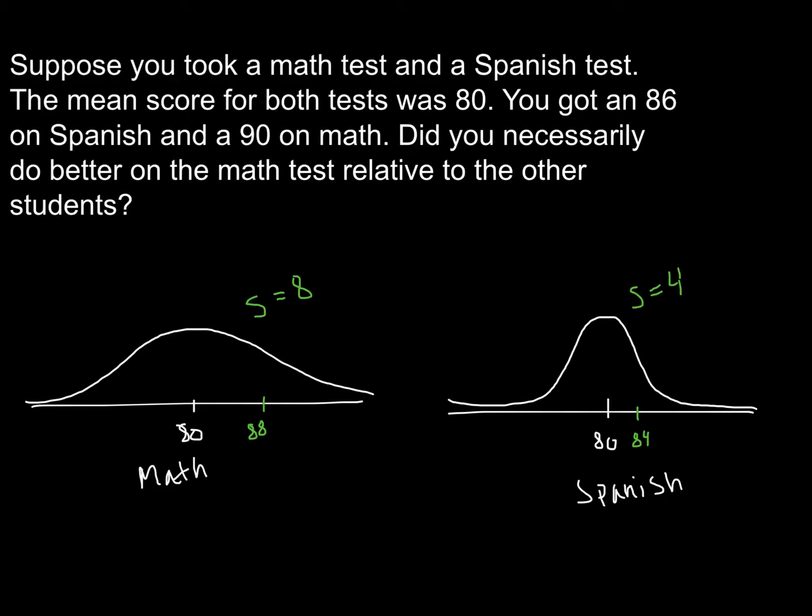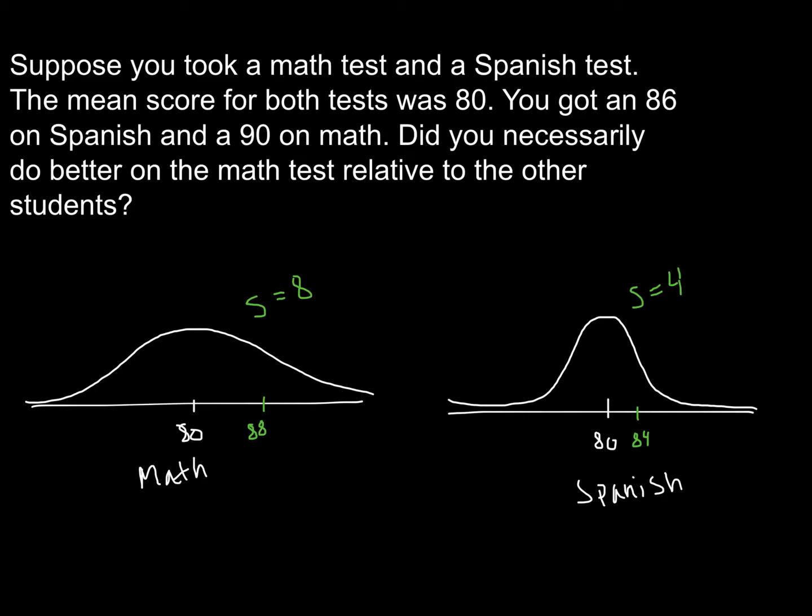Okay, so consider this. Imagine that on the math test, and we're working with normal distributions here, so we're using the normal curve to approximate it. And there's a chance that you got some sort of skewed distribution and you couldn't use this, but for now we're going to pretend this was a normal distribution. And let's say for the math test, the standard deviation was 8, and for the Spanish test, the standard deviation was 4. So now you might have a different idea of what your score means relative to your classmates, right?